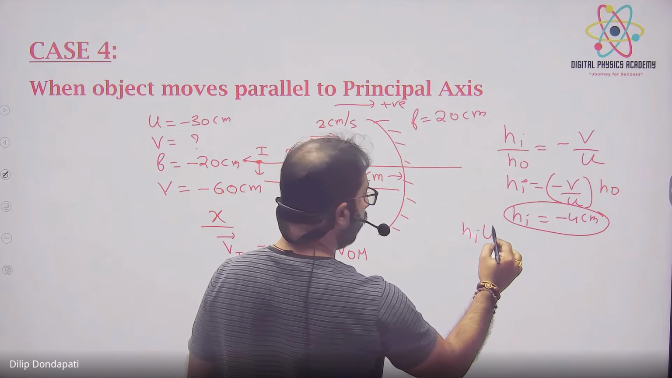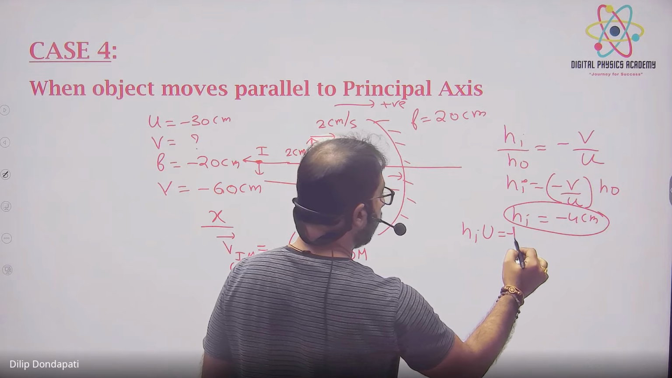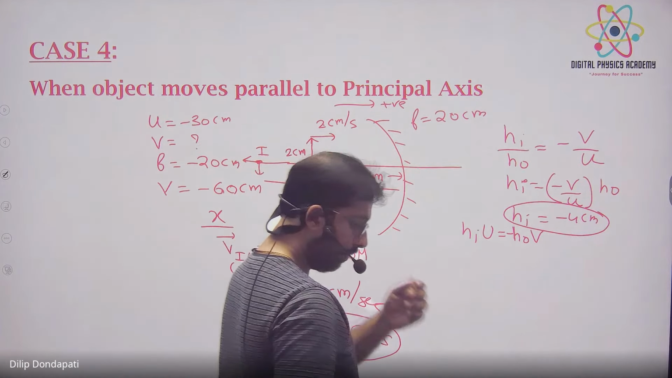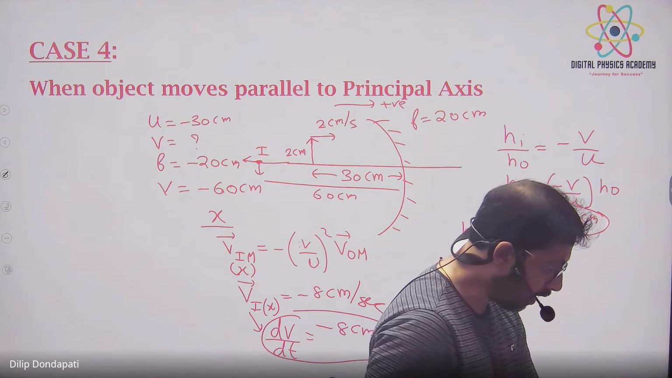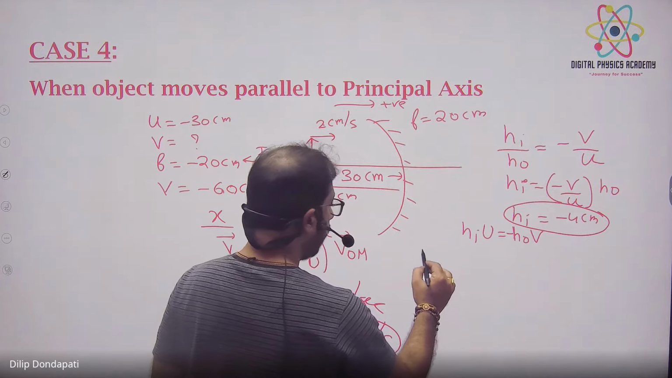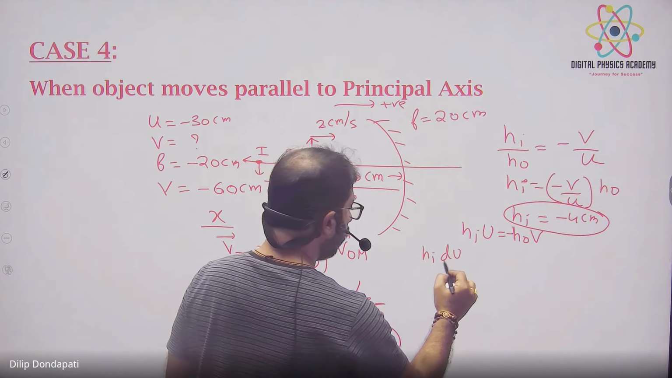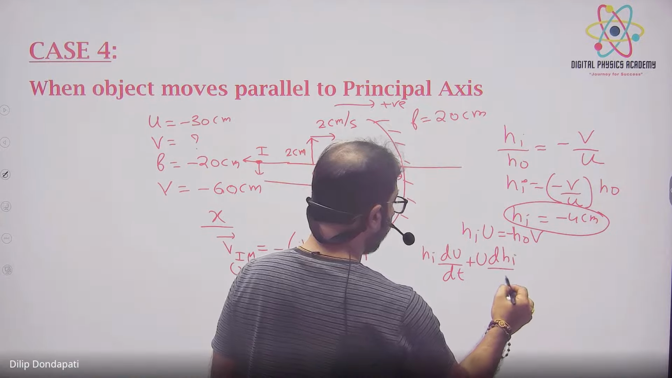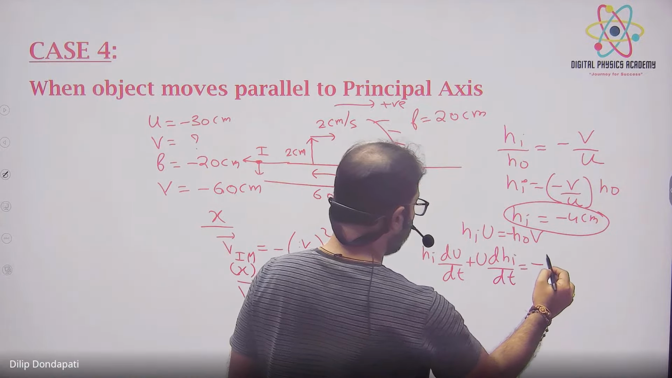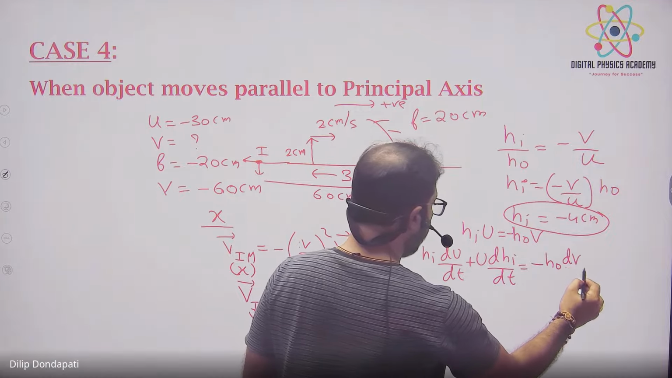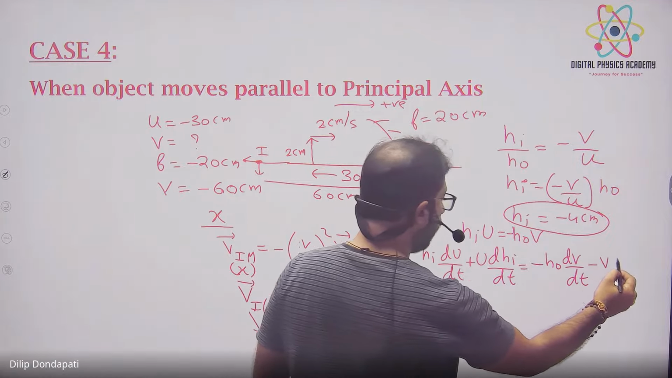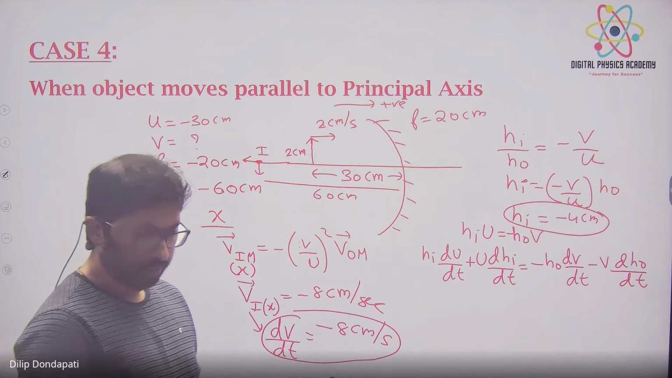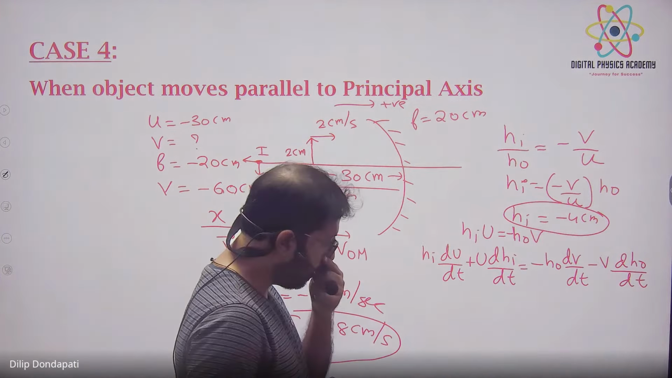hi into u is equal to minus ho into v. Now differentiate, और कौन सा जीरो होगा? ऐसा एक फाइंड करो. hi into du by dt plus u into dhi by dt is equal to minus ho into dv by dt minus v into dho by dt. ओके, नाउ एक एक का बोलो.